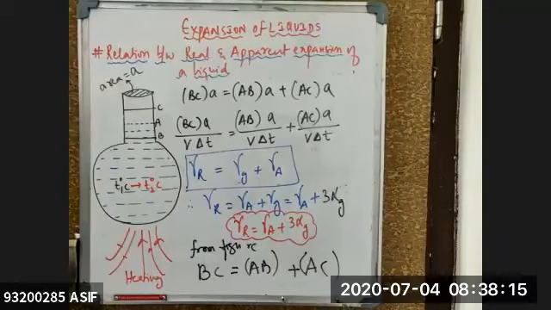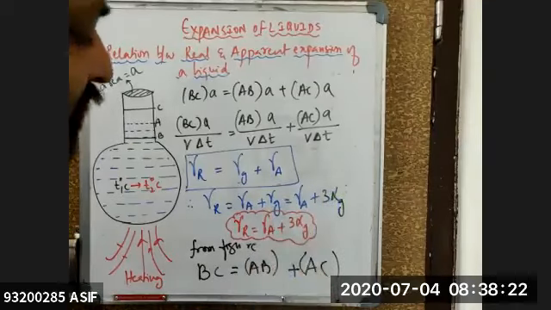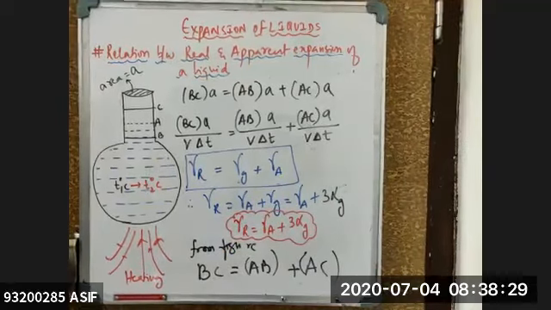That means real expansion is equal to apparent expansion plus glass expansion. This glass expansion, if written in alpha, we can write gamma R is equal to gamma A plus 3 times alpha of G. Is it clear for everyone?